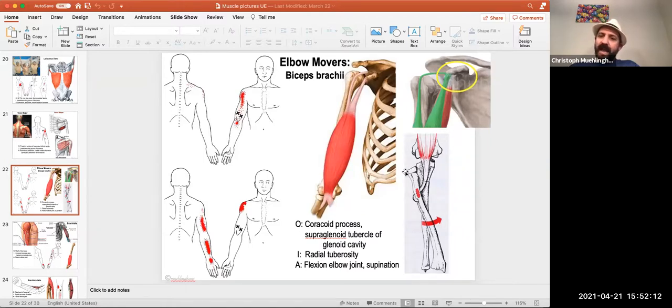And that's why the head of the radius is round like that, because it wants to have that ability to use this as a fulcrum, just move right here, have the turning of the bone right here. So that's kind of a unique, interesting situation here.